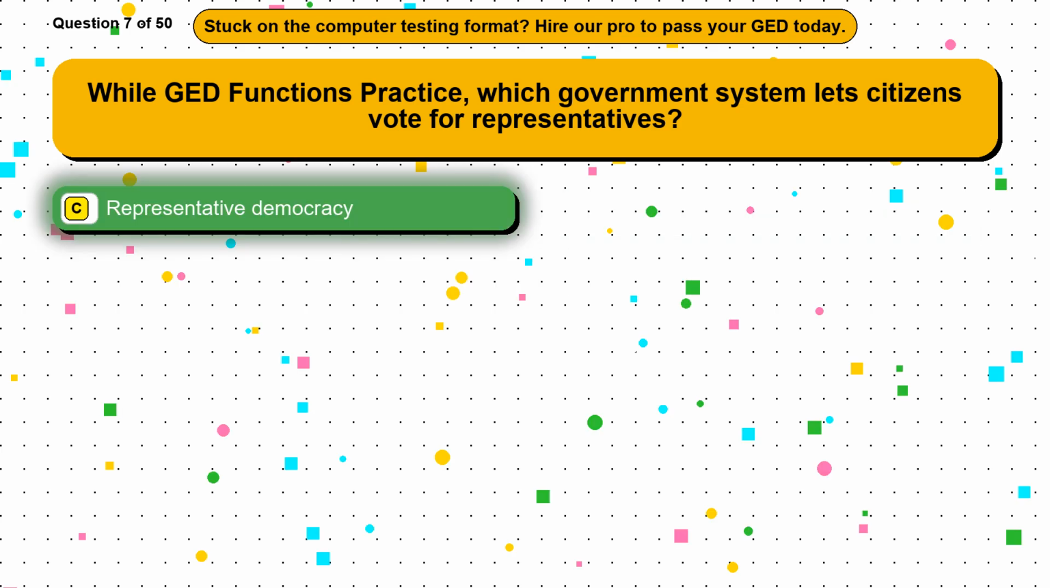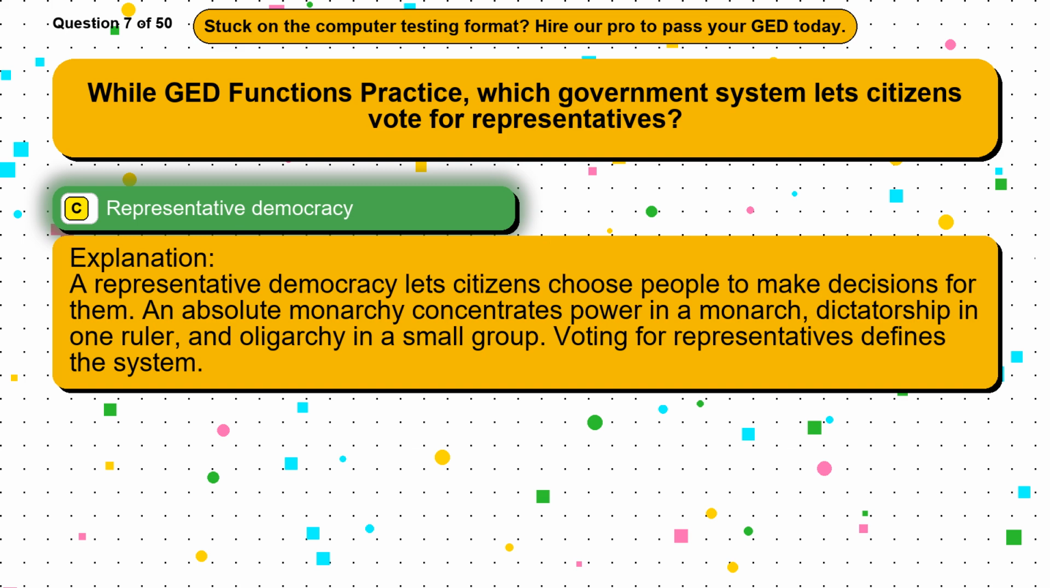The correct answer is option C: representative democracy. A representative democracy lets citizens choose people to make decisions for them. An absolute monarchy concentrates power in a monarch, dictatorship in one ruler, and oligarchy in a small group. Voting for representatives defines the system.